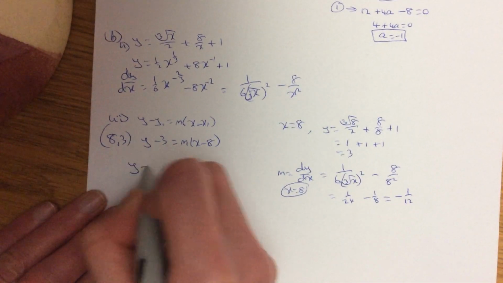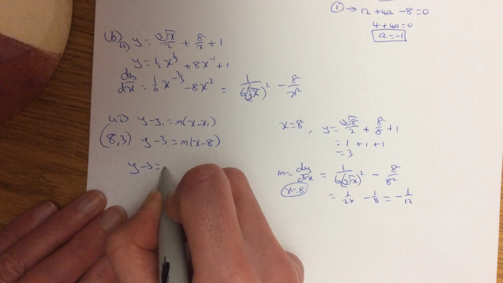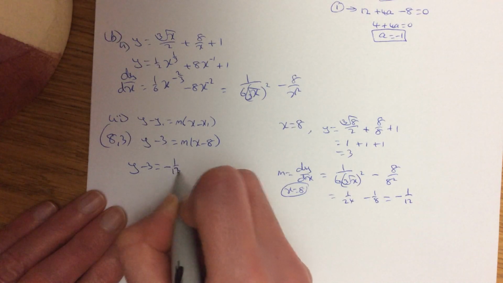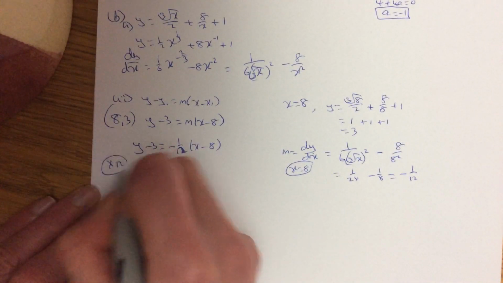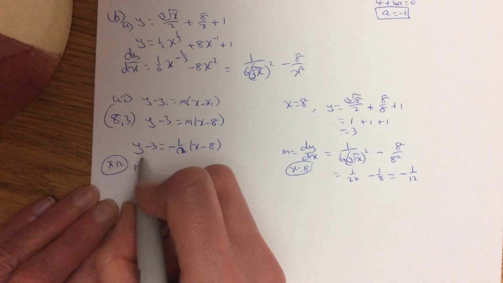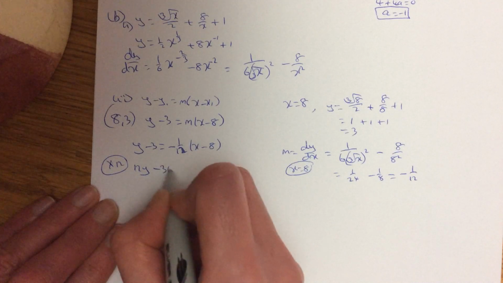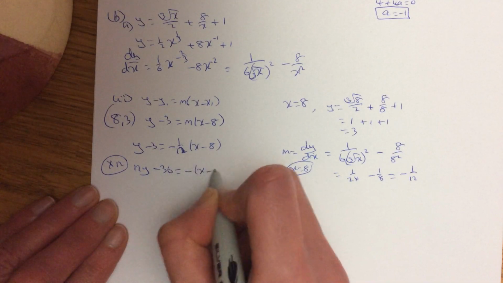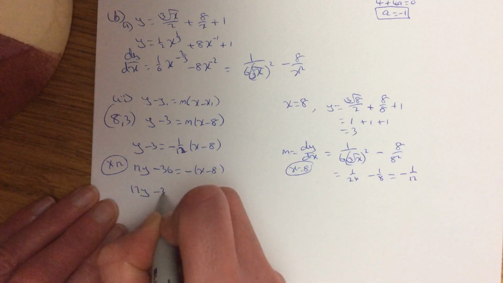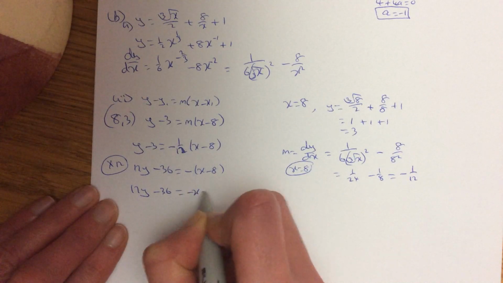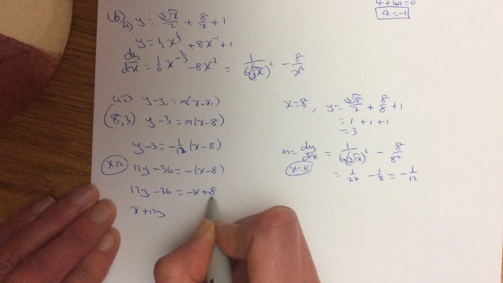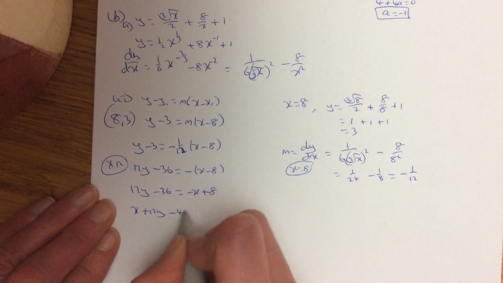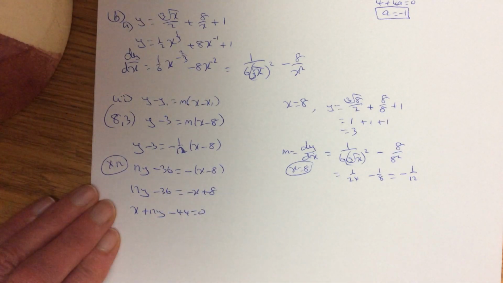Putting it into your formula, y minus 3 equals m times x minus 8. Multiply everything by 12, so it's 12y minus 36 equals minus x minus 8. So 12y minus 36 equals minus x, add 8. And just put everything onto one side. So minus 36, take away 8, minus 44 equals 0.